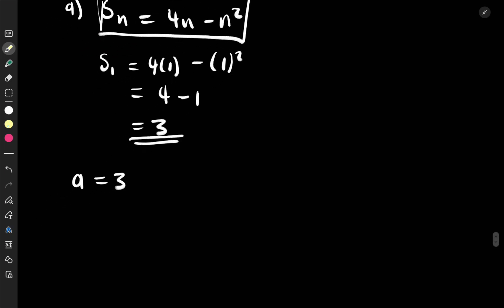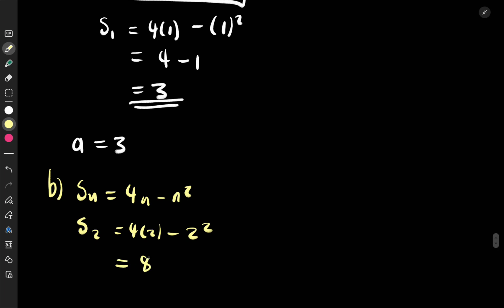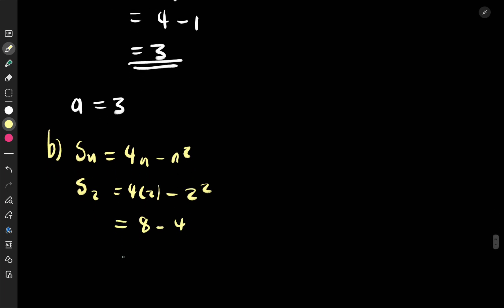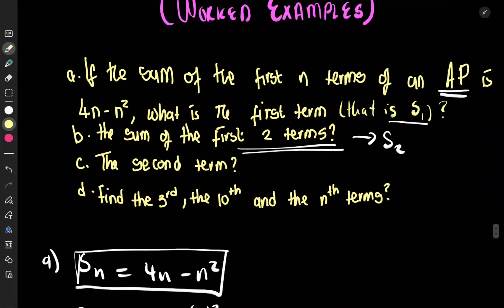I'll still go to part B, and they said find the sum of the first 2 terms. I'll say Sn is equal to 4n minus n squared, where I say now S2 is equal to 4 by 2 minus 2 squared, which is going to be equal to 4 by 2 is 8, minus 2 squared is 4, and 8 minus 4 gives me 4. So this is going to be the sum of the first 2 terms.